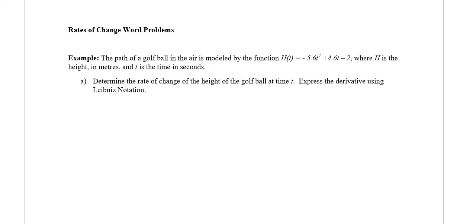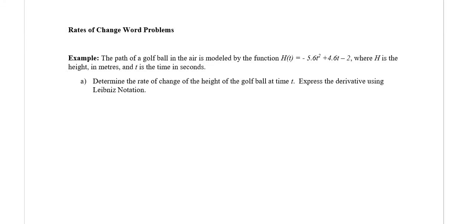At the same time, we're going to deal with some word problems where we can take this knowledge of calculus and apply it to some real life problems. So, the first example, the path of a golf ball in the air is modeled by the function h of t is equal to negative 5.6t squared plus 4.6t minus 2, where h is the height in meters and t is the time in seconds.